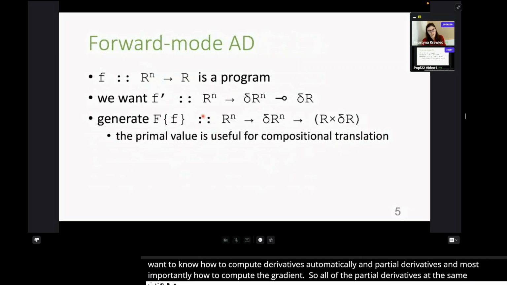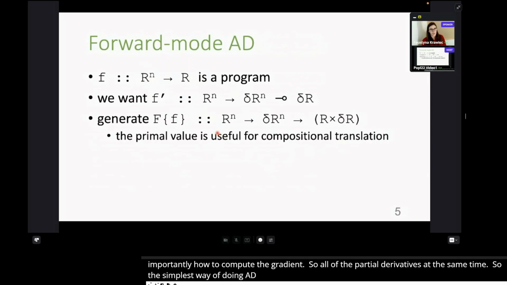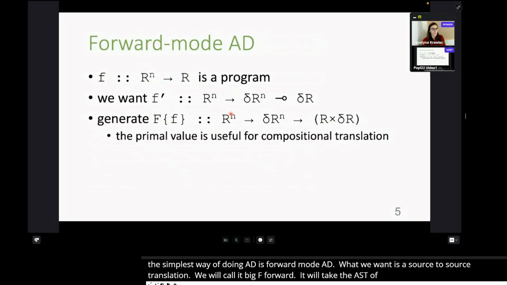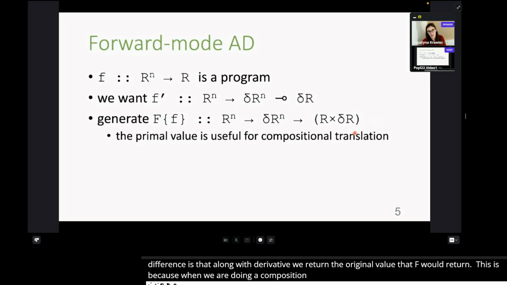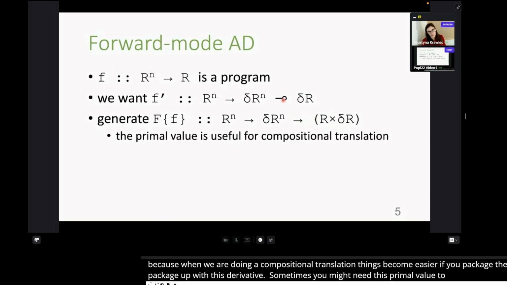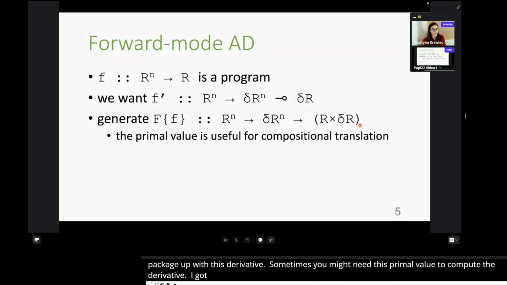So the simplest way of doing AD is forward mode AD. What we want is a source-to-source translation, and we'll call it big F, like forward. And it will take the AST of our original program F, and it will produce a new program which has a very similar type to what we want. The only difference is that along with the derivative, we return the original value that F would return. This is because when we're doing a compositional translation, everything becomes just a little bit easier if you package the program up with its derivative, because sometimes you might need this primal value to compute the derivative. Also, I got rid of the lolly here for simplification, but this is still a linear mapping. It's just that this is the original result of F if we applied it to the input.